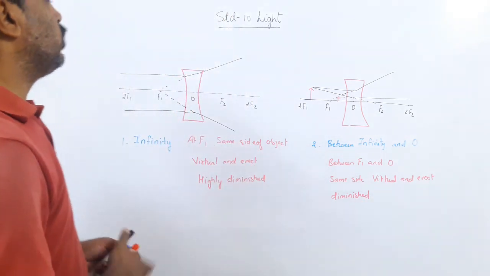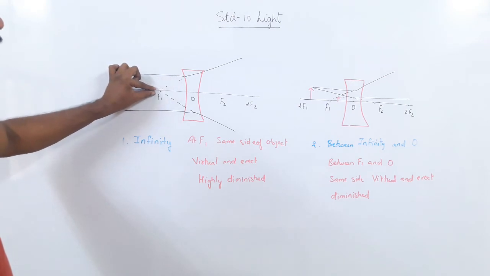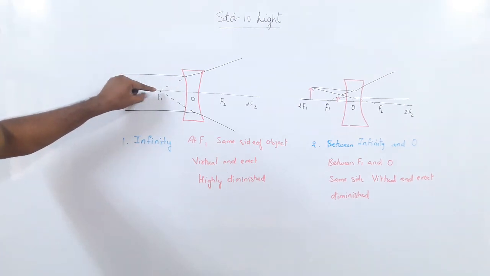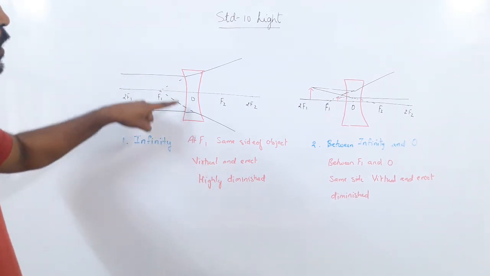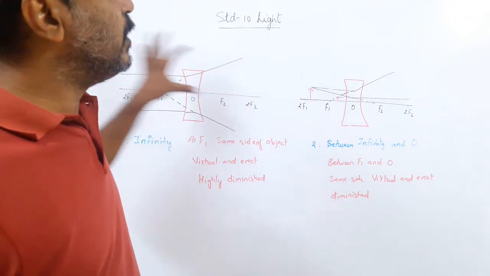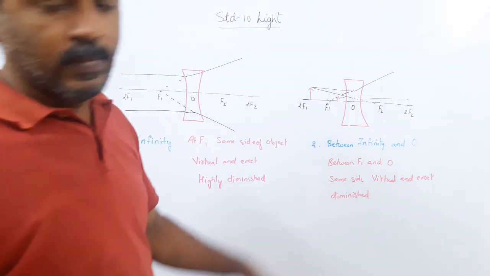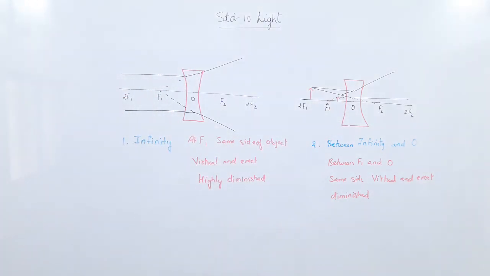So there are only two cases for the concave lens. At infinity, it is formed at the same side of the object, at the focus F1, virtual and erect and highly diminished. And from infinity to any value you place it, it is same side again, virtual and erect and diminished. So here we are ending the cases for the lenses. You will need to practice to draw this properly.